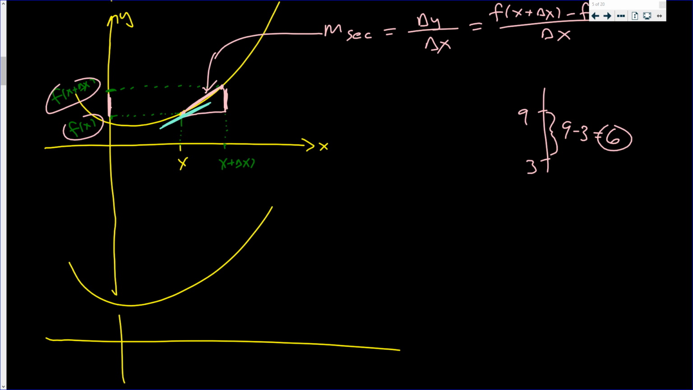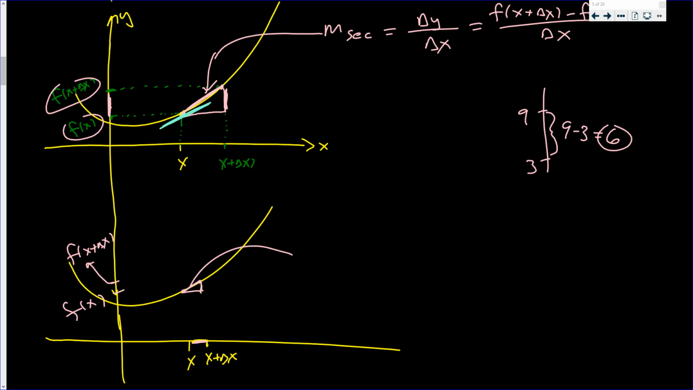So we have this graph. It goes like that. Here is x. And now I'm going to make delta x only be that big. Not big at all. So here's f of x. That's the height of f of x. And right here and across, that's the height of f of x plus delta x. And we can make our right triangle.